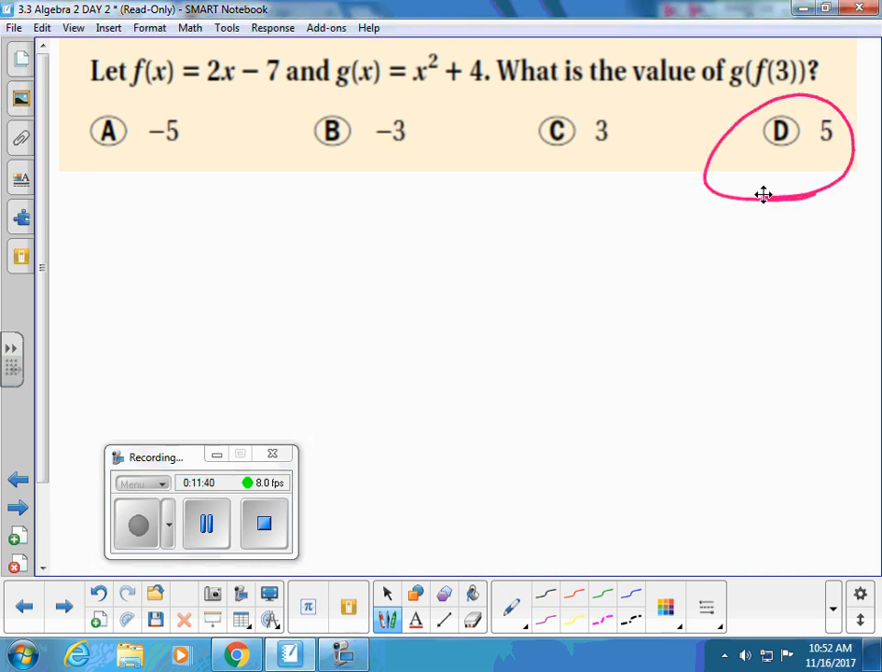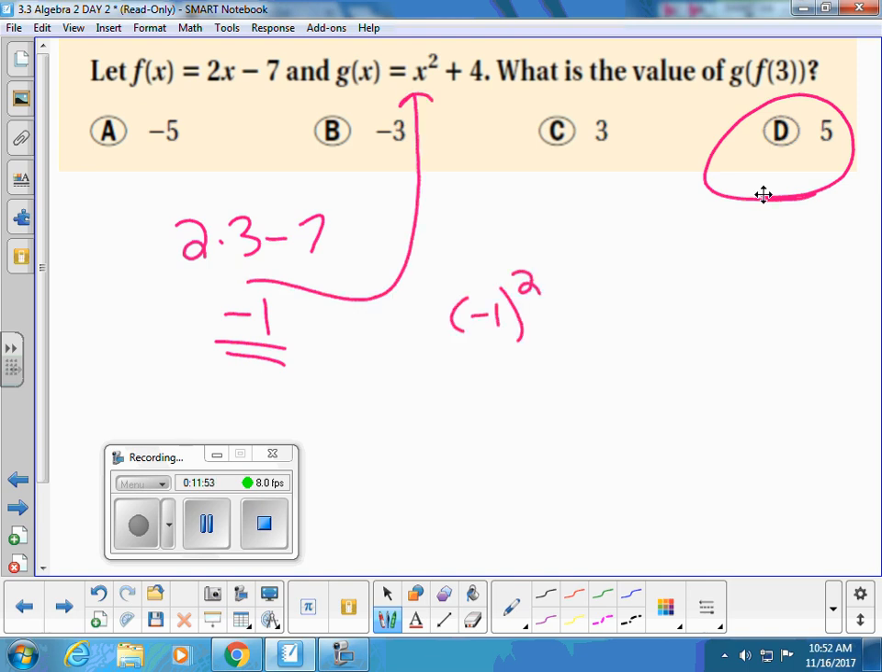So when you take that 3 and you go into function f, you do 2 times 3 minus 7. That would be a 6 minus 7, so you get negative 1. But now you have to head to function g with it. Make sure you remember, if you're squaring a negative, it has to go like that. And so it would be a 1 plus 4, which is 5. Very good.